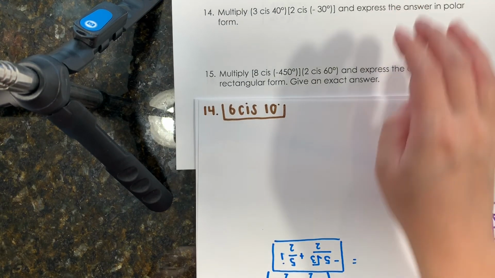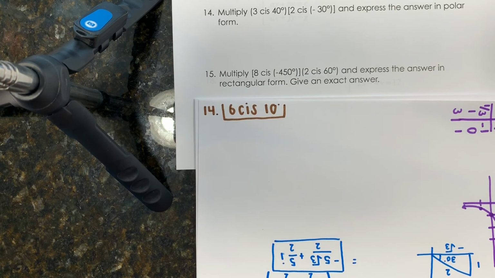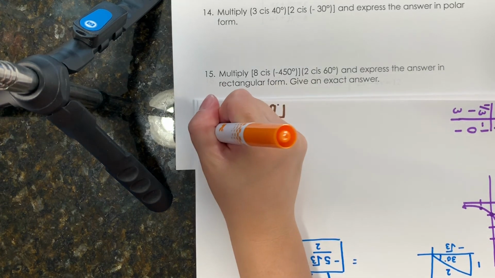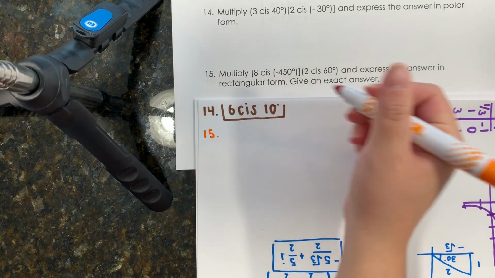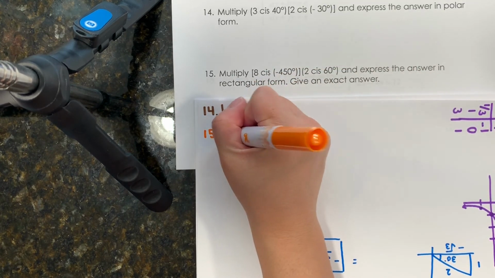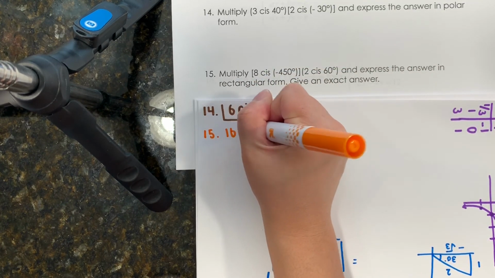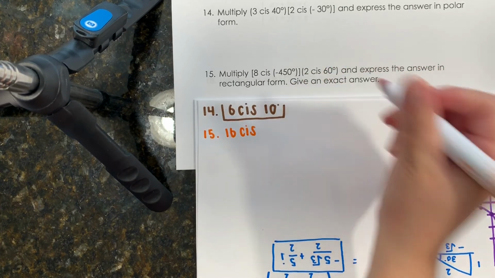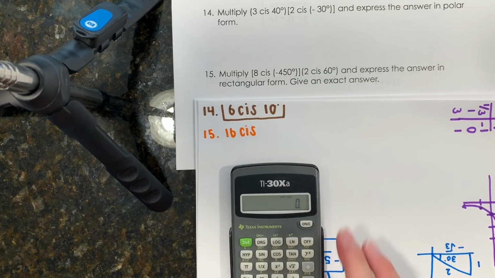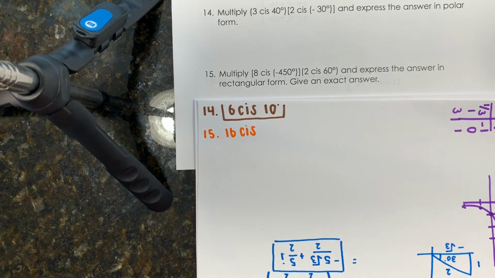And now lastly, we're going to look at number 15. Number 15 says to multiply and then express your answer in rectangular form. So you will need to expand the CIS after that. So for number 15, when I multiply 8 times 2, I get 16. And then when I add the degrees together, negative 450, I'm going to use a calculator, plus 60 gives us negative 390.